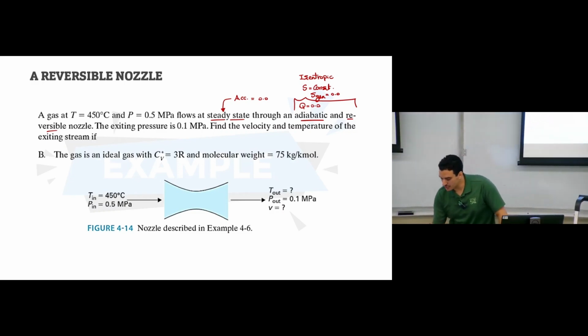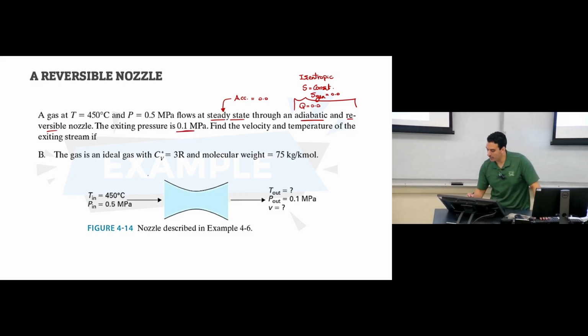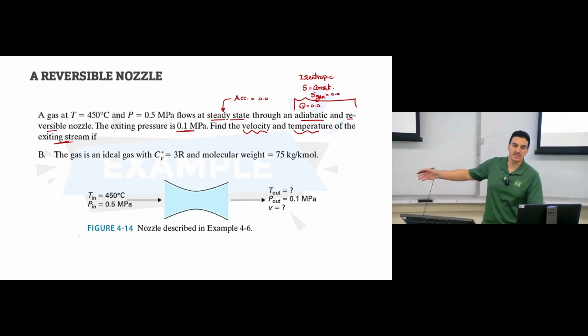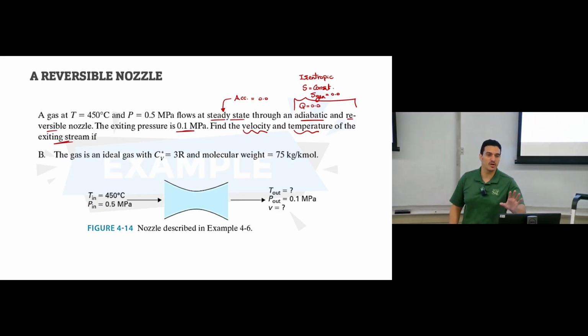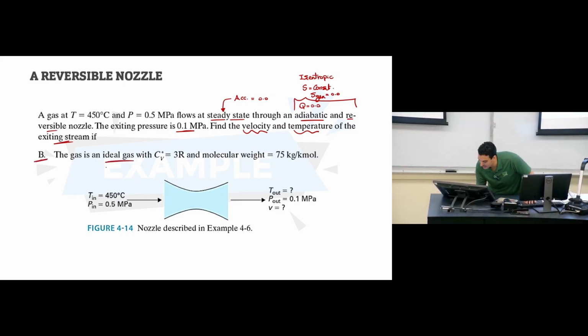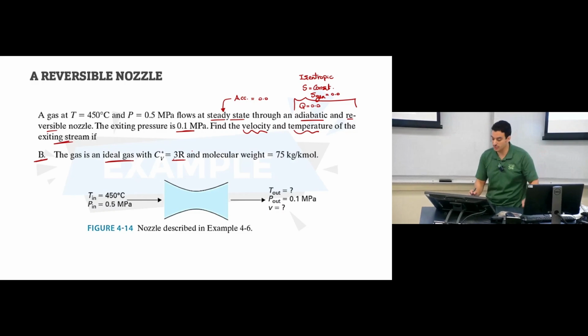The exiting pressure is 0.1 megapascal. Find the velocity and the temperature of the exiting stream. We have solved this example in a previous lecture. We solved requirement A for this example, but here we have requirement B. It says this gas is an ideal gas, and the heat capacity at constant volume, CV, is 3R. R is constant, 3 is constant.